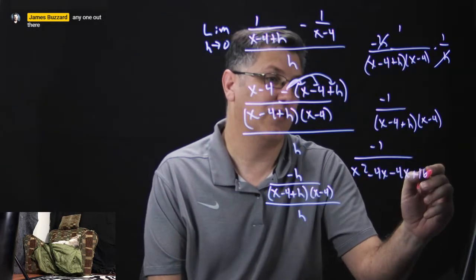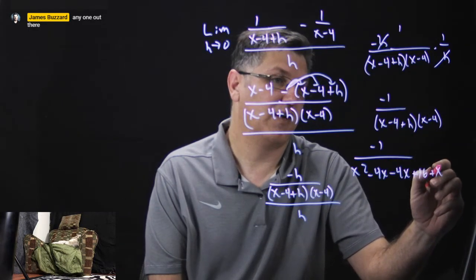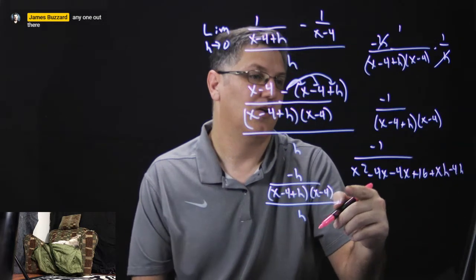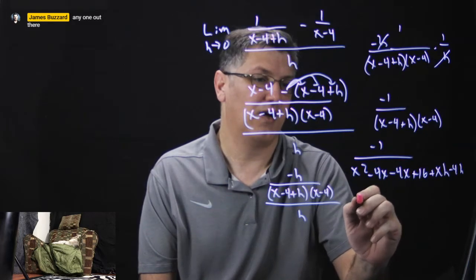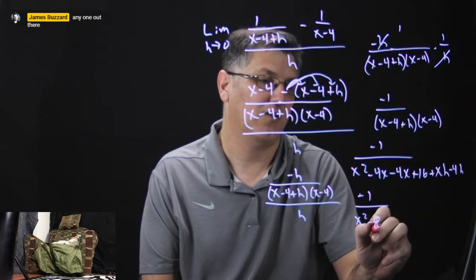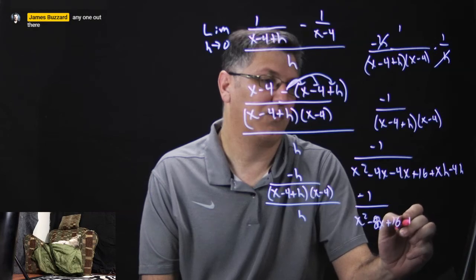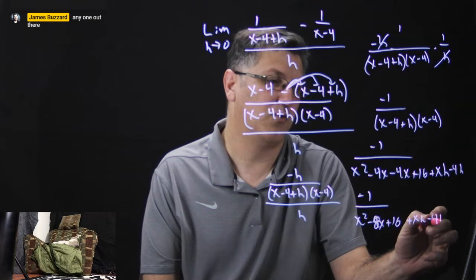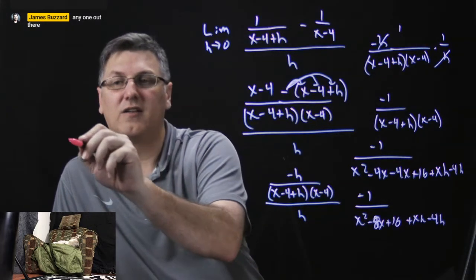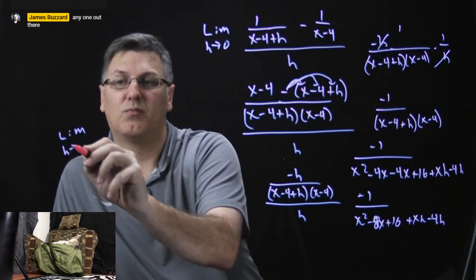Plus 16, and then plus xh minus 4h. From here, combine like terms, I've got negative 1 over x squared minus 8x plus 16 plus xh minus 4h. At this point, I just plug the h in at 0, and I get the limit as h approaches 0 on this one.